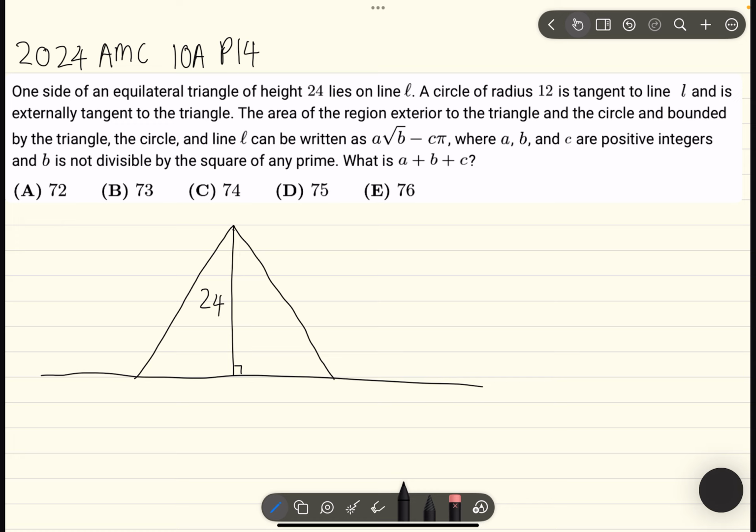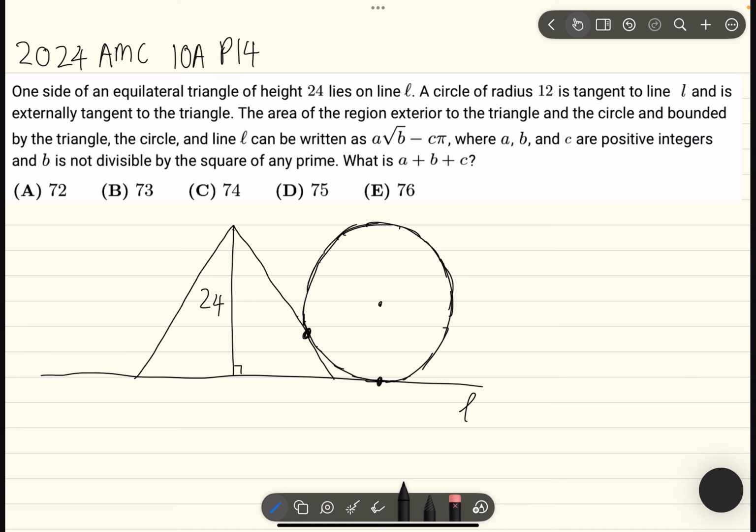And then the circle of radius 12 is tangent to line L and is externally tangent to the triangle. So let's say the circle is on the right side of the equilateral triangle. The radius is 12, so the diameter is 24, so let's sketch this out really quickly. The circle would be somewhat like this. Okay, that would be our circle, right? It might not be really accurate, but it is a circle, as we can probably tell.